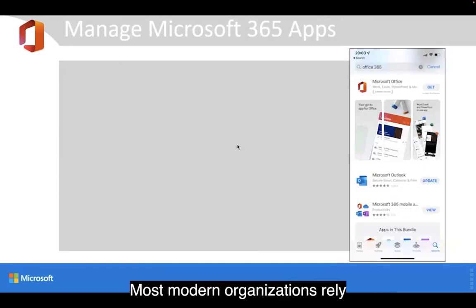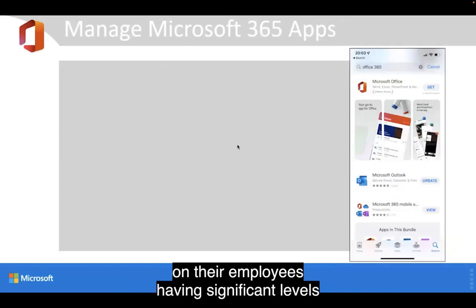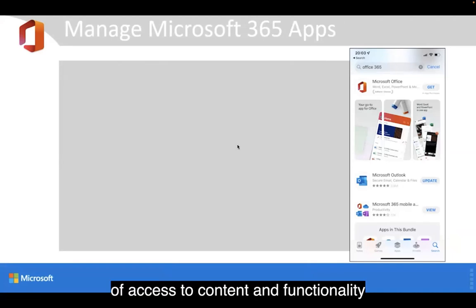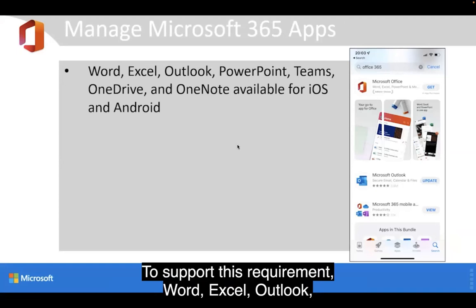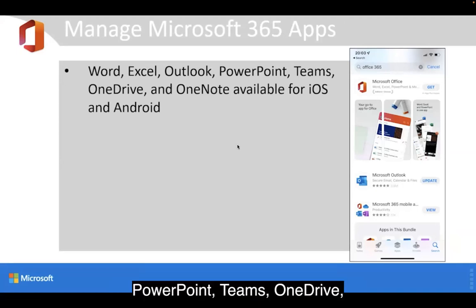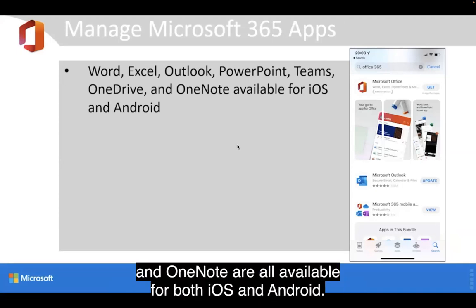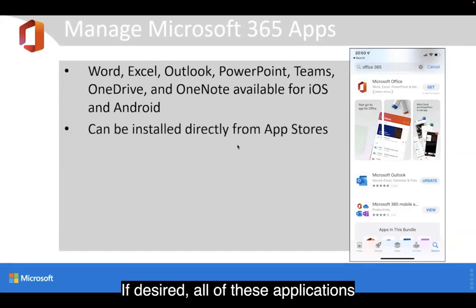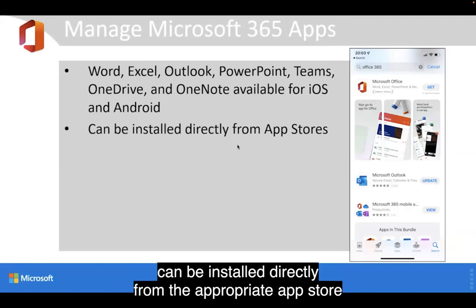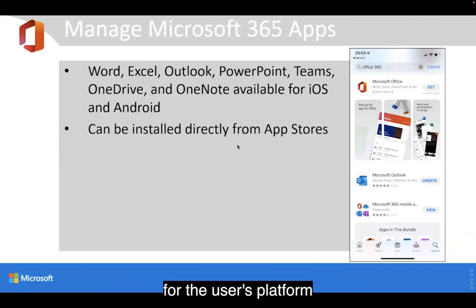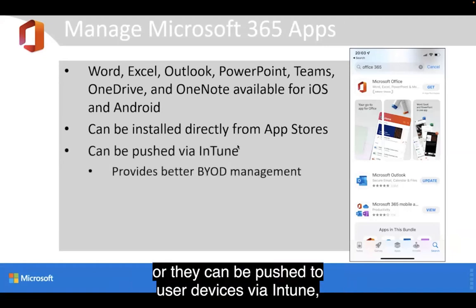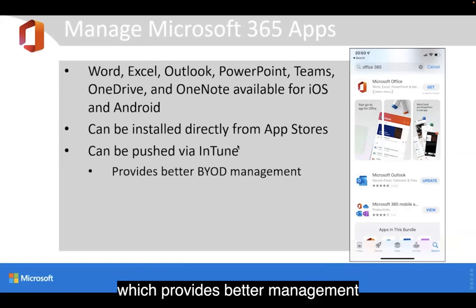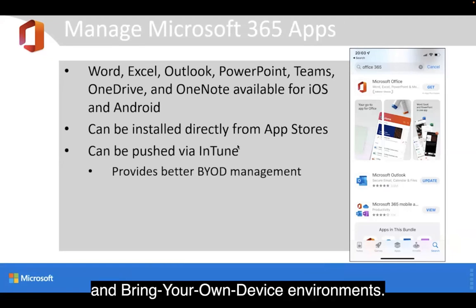Most modern organizations rely on their employees having significant levels of access to content and functionality via their mobile devices. To support this requirement, Word, Excel, Outlook, PowerPoint, Teams, OneDrive, and OneNote are all available from both iOS and Android. If desired, all of these applications can be installed directly from the appropriate app store for the user's platform, or they can be pushed to user devices via Intune, which provides better management in bring your own device environments.